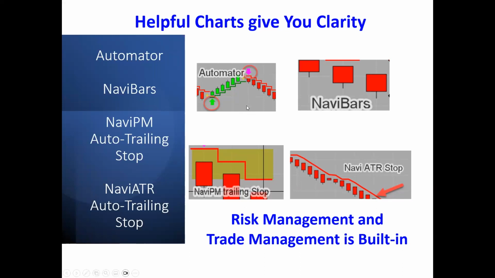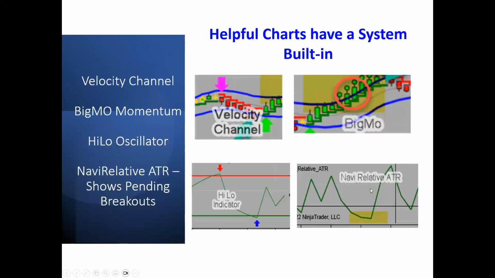The first indicator in the upper left is what we call the Automator. That's the system that puts the actual buy and sell signals on the screen for you automatically. The next one is the Navi bars. Each one of our price bars is our own proprietary indicator. The Navi PM is the trailing stop. That's the red line above the red bars or the green line below the green bars. Lower right is the Navi ATR stop. Again, that can be used as a trailing stop as well.